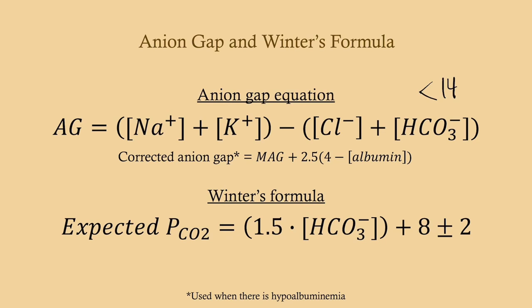Winter's formula tells us if we are compensating. So your expected PCO2, if you have a metabolic acidosis, so in other words, a low bicarb, is by this formula. So you take the concentration of bicarb, multiply it by 1.5, add 8, and then the range is that number plus or minus 2. Okay? So you should know this formula.